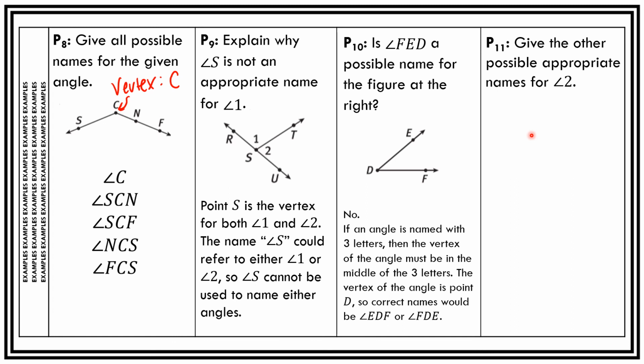Give the other possible appropriate names for angle 2 right here. So let's think. Remember we cannot name it angle S, based on what we looked at in P9. So all our possible names are going to be using 3 letters. And remember, S will be in the middle. So we can name this angle TSU. Okay. Angle UST. Do we have any more we can name this? Think about it. The answer is no. Those are our only 2 names for this angle.